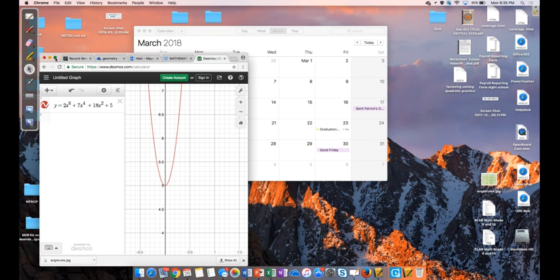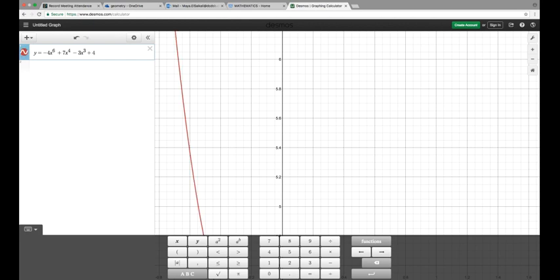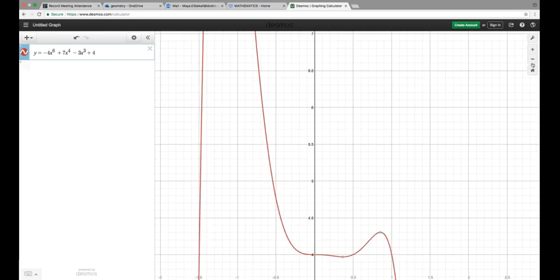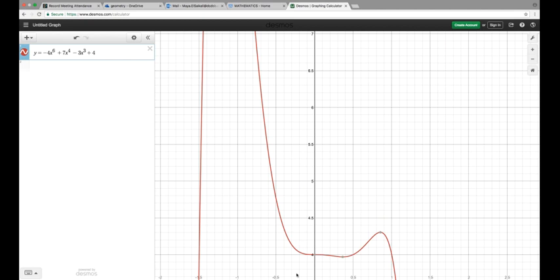I'm going to take you back to decimal so we can graph the next one. So y equals negative 4x to the power of 6 plus 7 and minus 3x cubed and plus 4. All right. So here's how the function looks. I'm going to have to zoom in a little bit to see how many turning points we have.